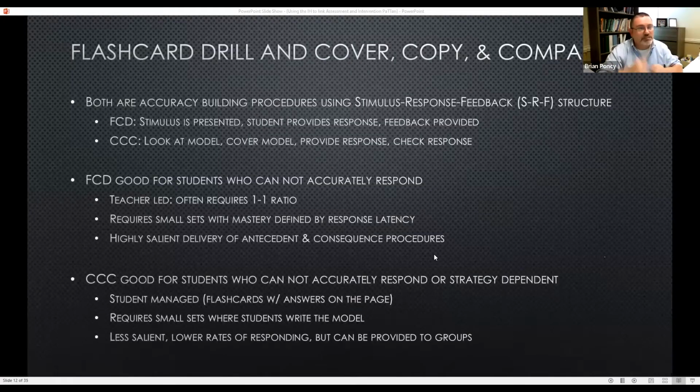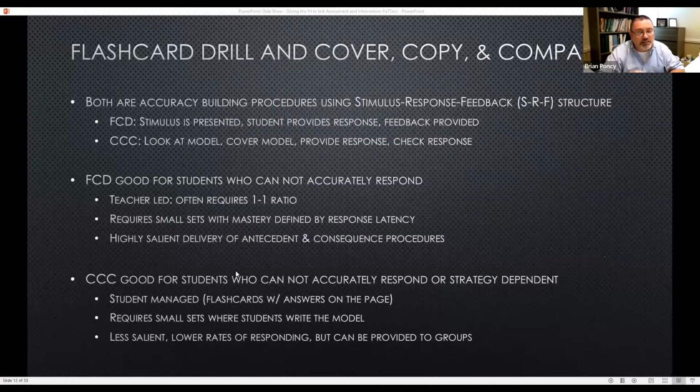Very small sets, lots of repetitions, very clear antecedent and consequences, very consistent with your instructional routines. But in cover, copy, compare, I generally would use that after a kid was more highly accurate, so 60% and up. And these are good for students who cannot accurately respond or are strategy dependent. And so again, student managed requires smaller sets, and students write the model.